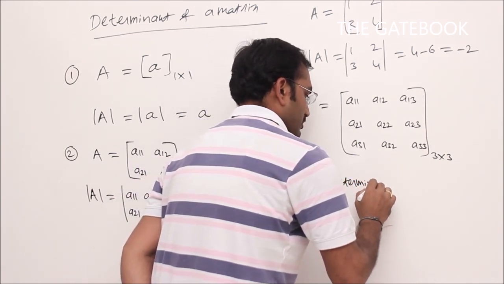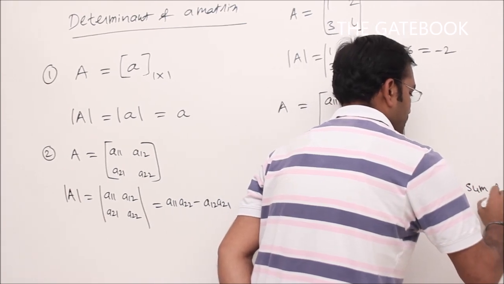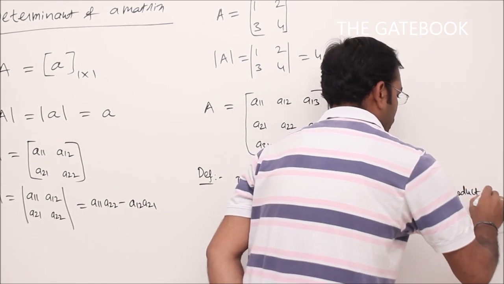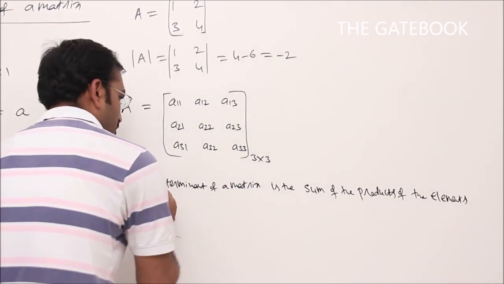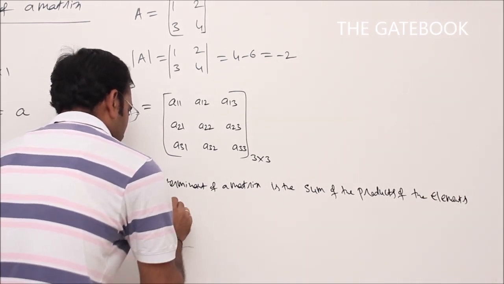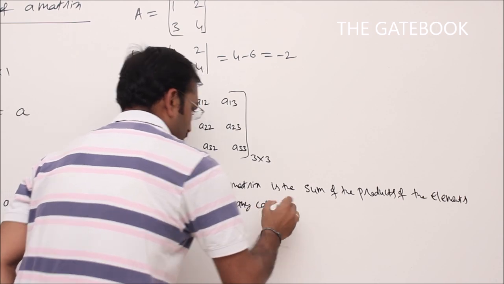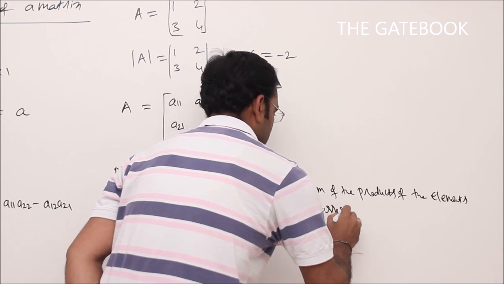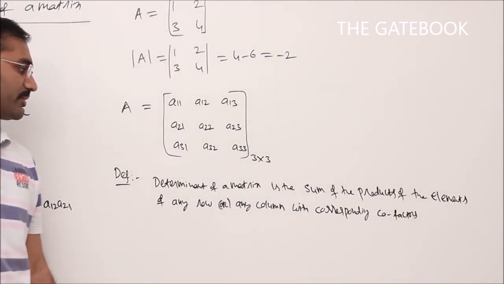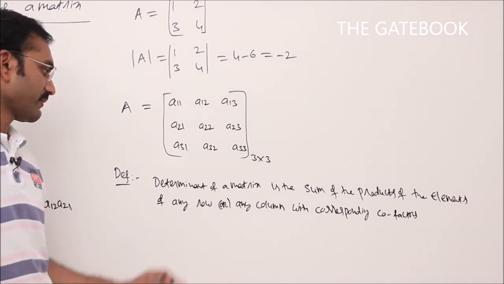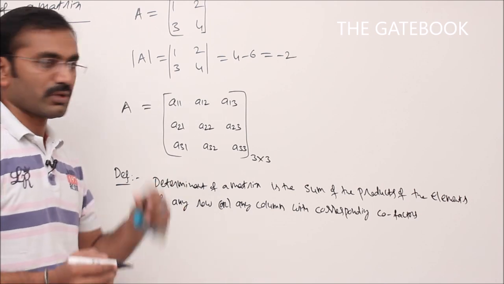The definition is: the determinant of a matrix is the sum of the products of the elements of any row or any column with corresponding cofactors. What I'm saying is, the determinant of a matrix is the sum of the products of the elements of any row or any column with corresponding cofactors. This definition is applicable for 3 by 3 and 4 by 4 and so on.